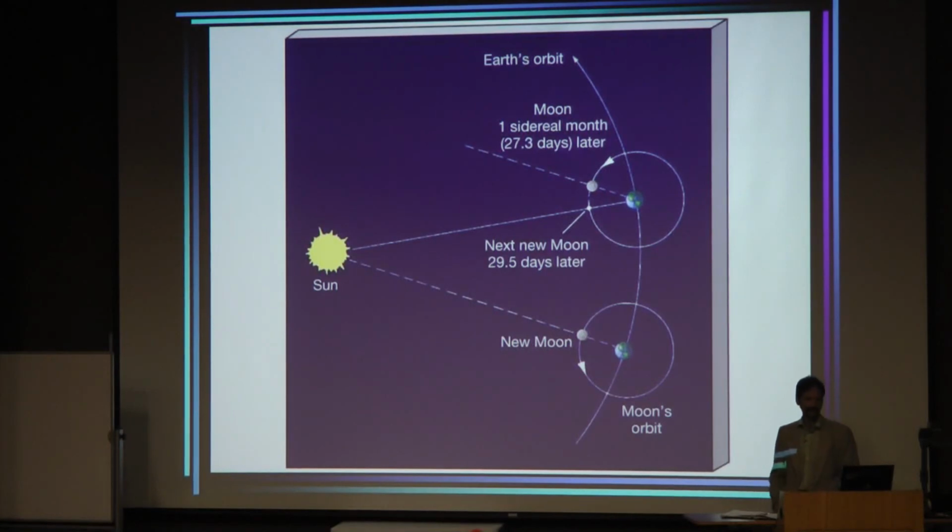All right, so just a figure from the book showing the same idea. Sidereal month here is indicated by these dashed lines being parallel to each other, which means that they're lining up at the same distant star.